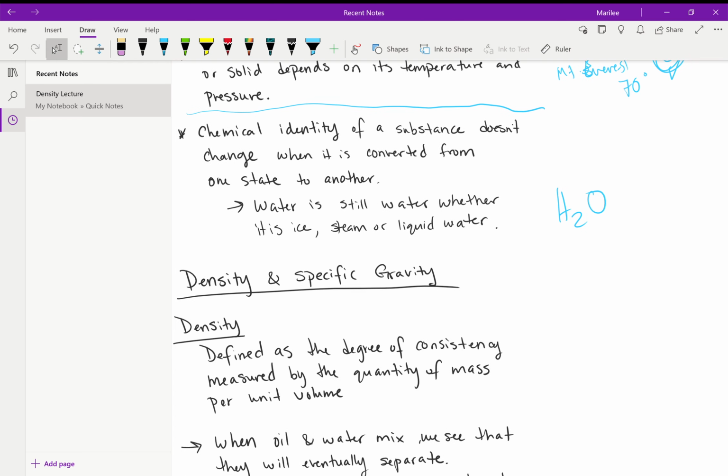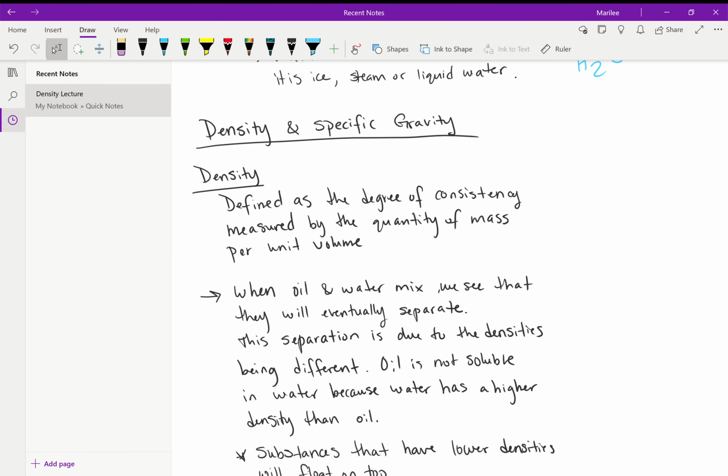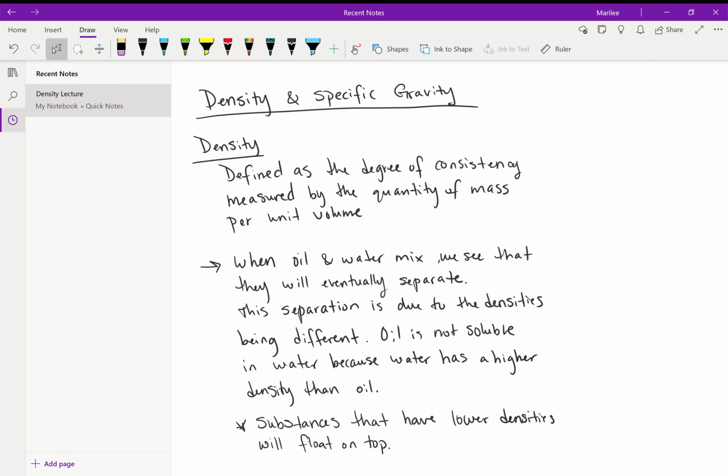The last thing I'm going to go over is density and specific gravity. You need to know this density for your Cengage assignment and your Beyond Labs experiment. So density is defined as the degree of consistency measured by the quantity of mass per unit volume. So it's mass per unit volume.